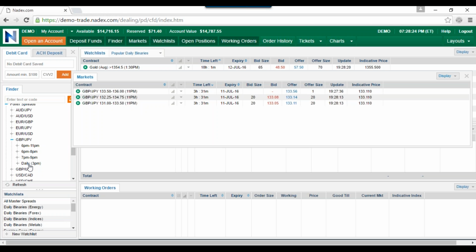Okay, and then you've got the 3 p.m.s tomorrow that are huge. You've got 4 different ones to choose from, and these are 250 pips. And these have all kinds of different floors and ceilings for you to choose from here.